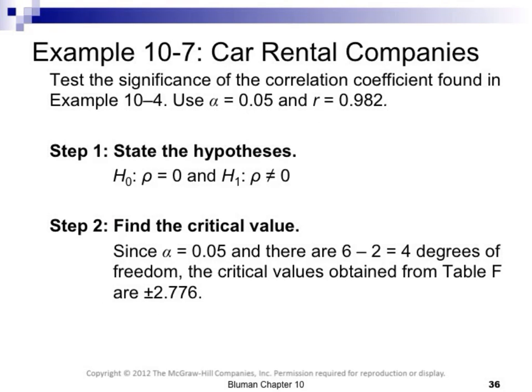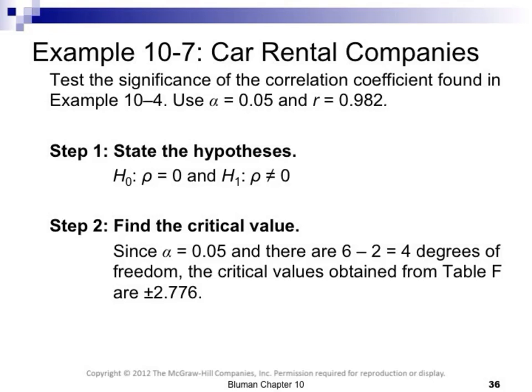And there are two ways you can test. You can test using a t-test, or you can test using table I, excuse me, not table 1. And one of our examples gives that. So this is car rental companies. Test the significance of the correlation coefficient found in example 10.4. Use alpha as 0.05 and R is 0.982. Your hypothesis, rho is equal to 0, and your alternate hypothesis, rho is not equal to 0, the correlation coefficient.